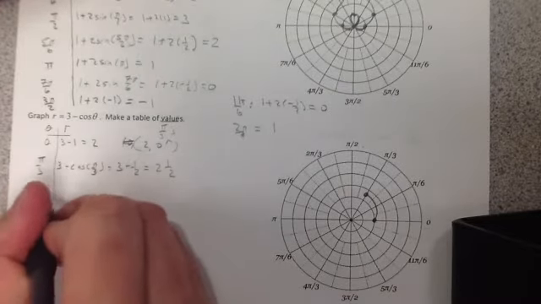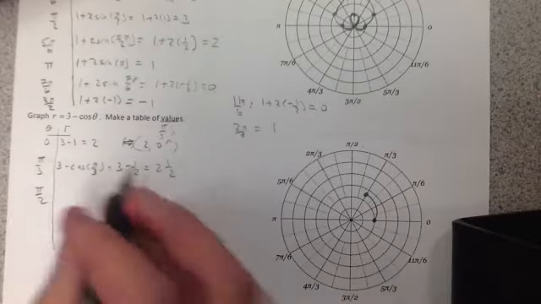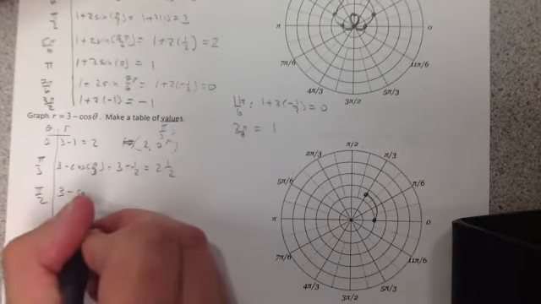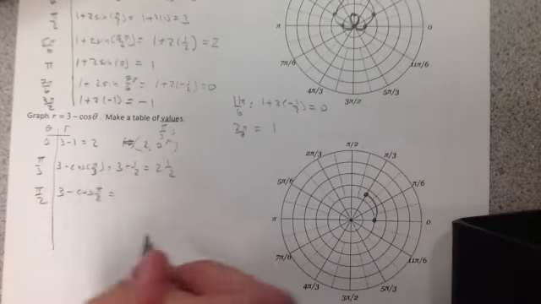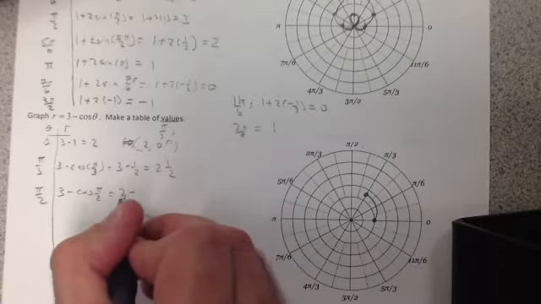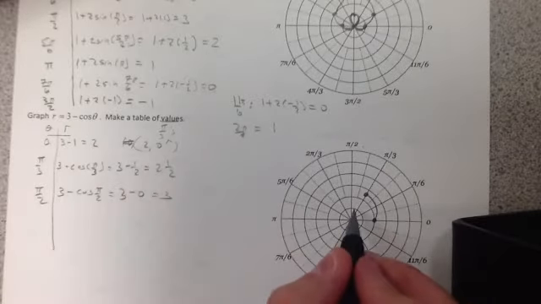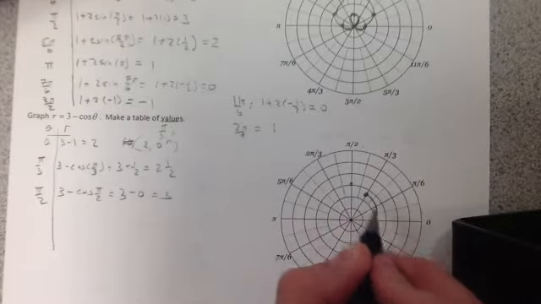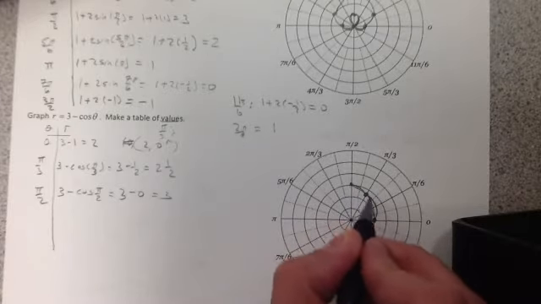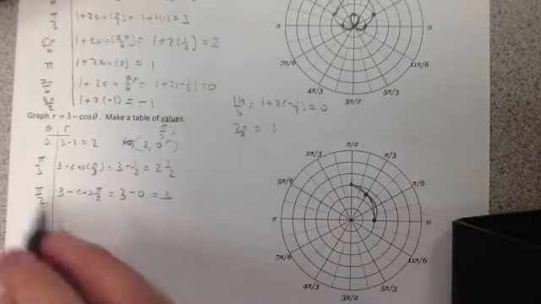If I pick pi over 2, don't pick pi over 6. It's not a nice number. I go 3 minus the cosine of pi over 2. Well, the cosine of pi over 2 is just 0. So 3 minus 0, which is 3. So we go up 1, 2, 3. Not going to be perfect, but that kind of looks like it right there.